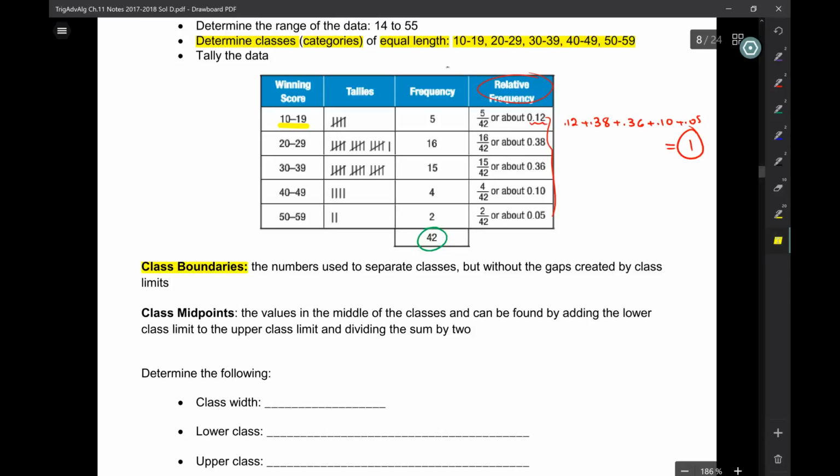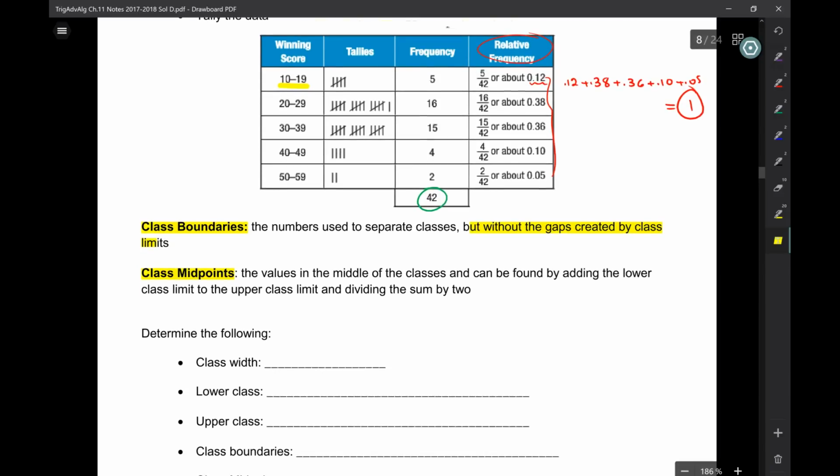Class boundaries are the numbers used to separate the classes, but without the gaps created by class limits. Class midpoints is exactly that. It's the middle of each class. So let's do this for this table. Class width: each one of them goes from 10 to 19. So how many numbers in each class? From 10 to 19? 9.